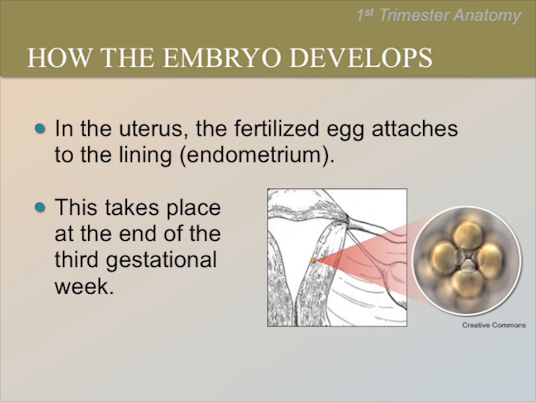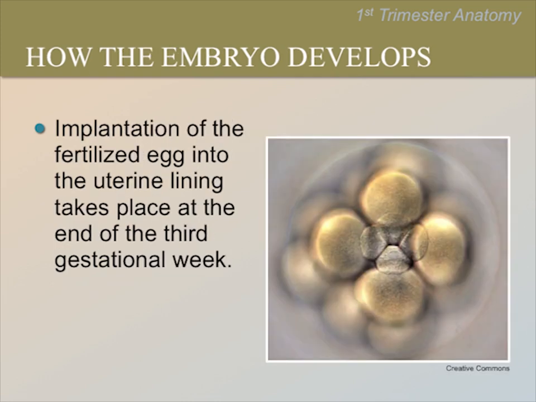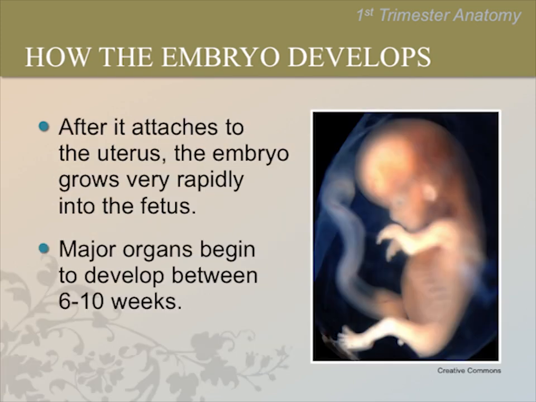Once the egg is fertilized and reaches the uterus, it begins to attach to the uterine lining, called endometrium, where it further divides and grows. Implantation of the fertilized egg into the uterine lining takes place at the end of the 3rd gestational week. After the fertilized egg attaches to the uterus, it grows very rapidly into the fetus. Major organs begin to develop between 6 and 10 weeks.